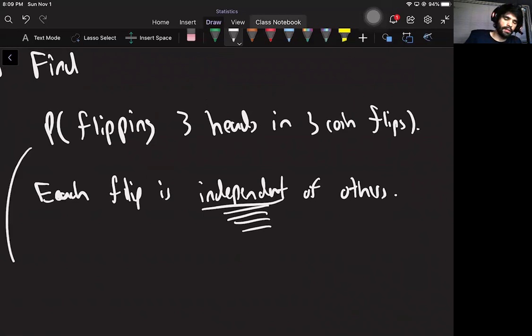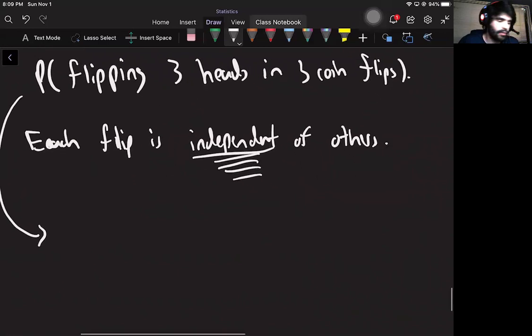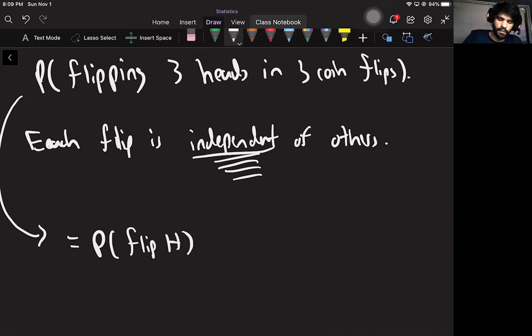So what that means is, if I want to find the probability of flipping 3 heads by flipping 3 coins, then I can just think of it as I flip and I get a heads, and then I multiply and I flip and I get a heads again. And again.